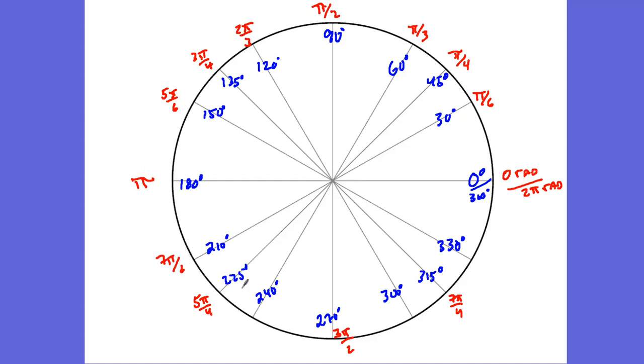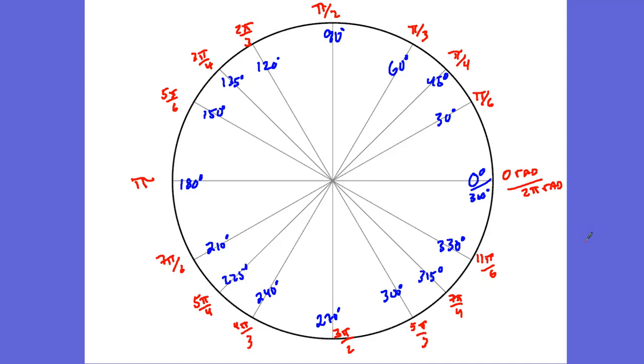7/6 pi. 8/6 pi. 8/6 pi reduces to 4 pi over 3. 9/6 pi reduces to 3/2. 10/6 pi, which reduces to 5 pi over 3. And 11 pi over 6. And then we're back to 12 pi over 6, which reduces to 2 pi radians.